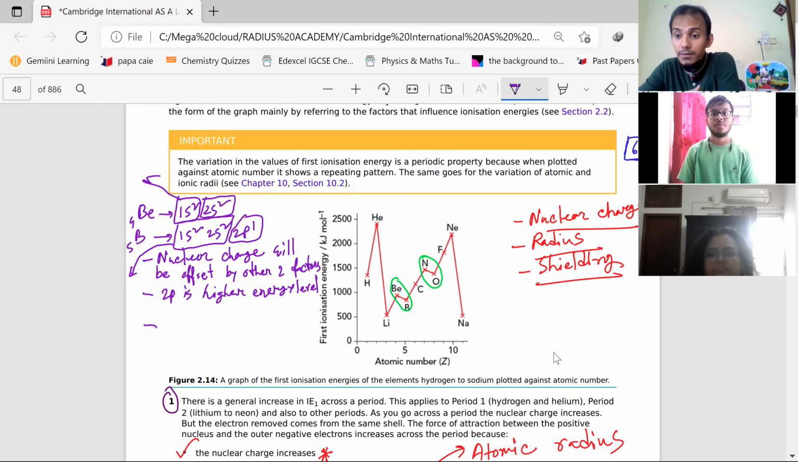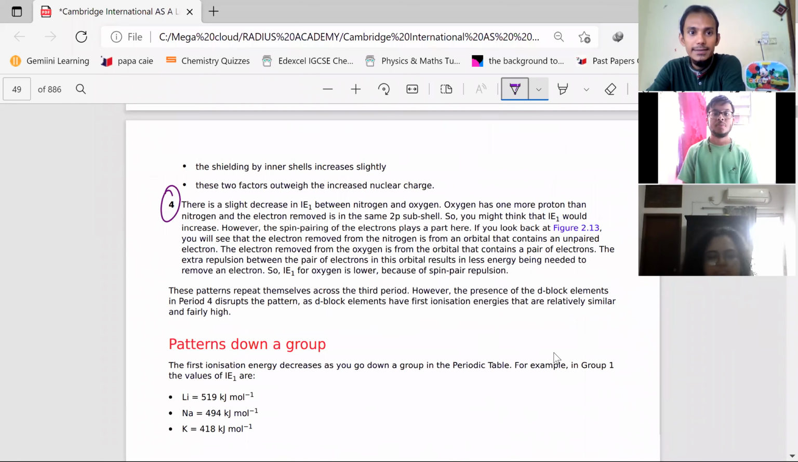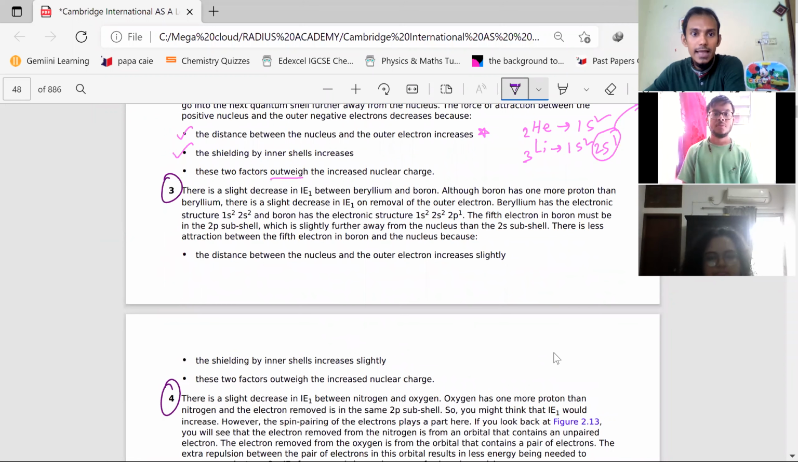So subshells or orbitals can also give shielding, that you need to understand, but the shielding will be minimal. But since the drop is minimal, we need to consider these factors as well. ঠিক আছে? এটাই দেখো এখানে ডিসকাস করছে। There is a slight decrease in first ionization energy between beryllium and boron.